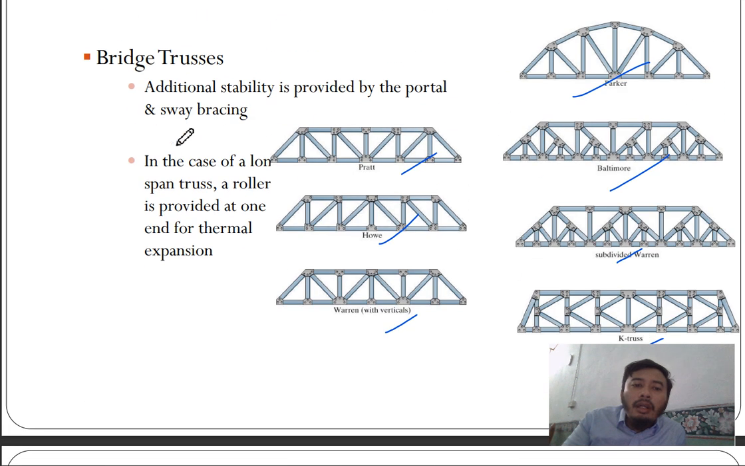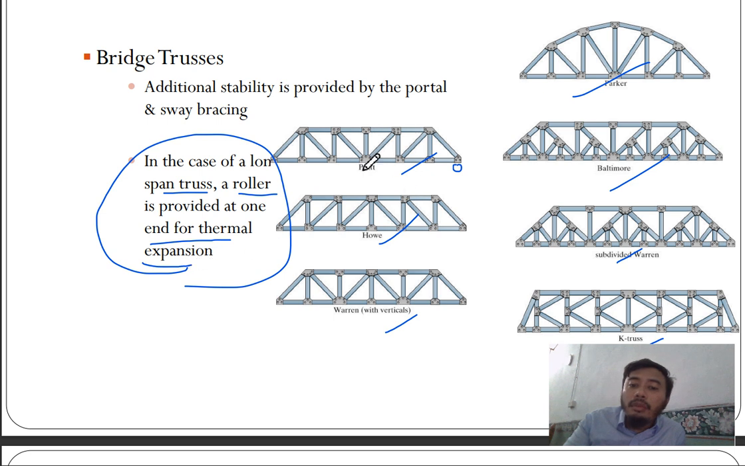Just additional information: in the case of long span trusses, a roller is provided. A roller at the end is provided because you want to compensate for thermal expansion, and you don't want the bridge to buckle because of the expansion. So you provide a roller so the beam can expand laterally.